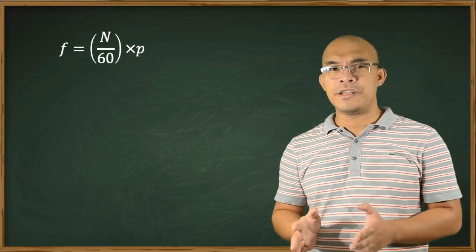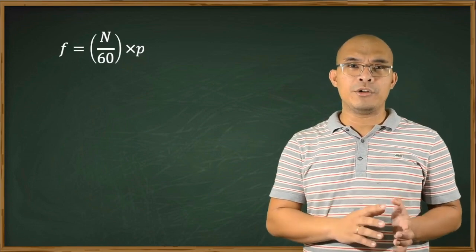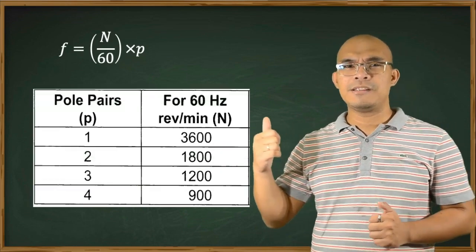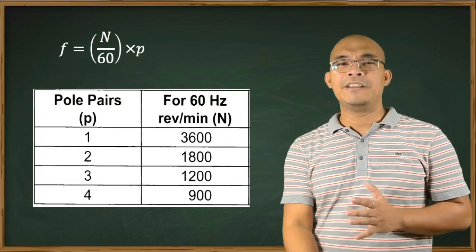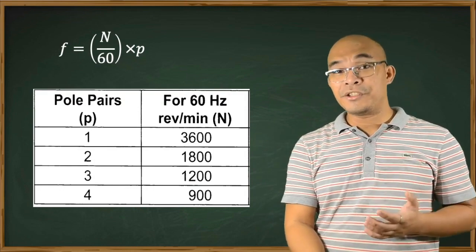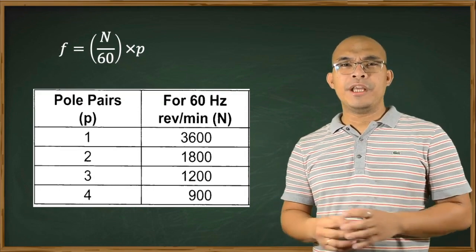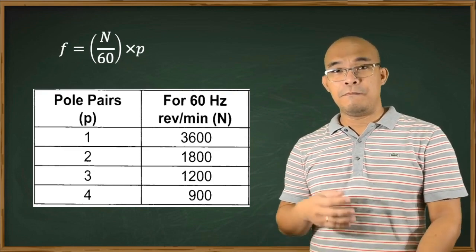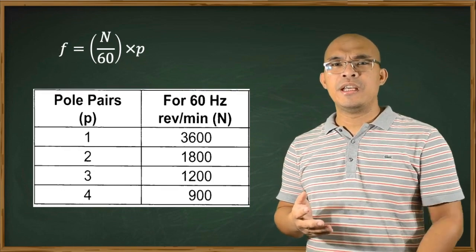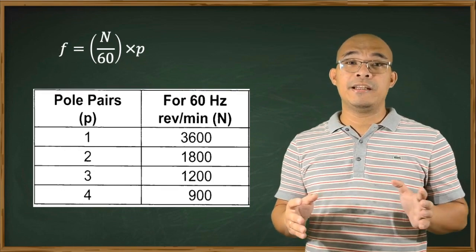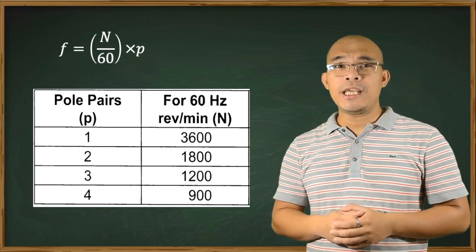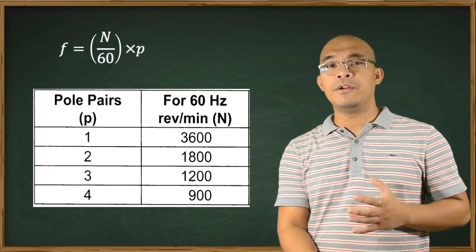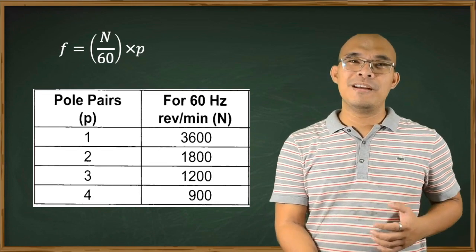Where F is the frequency in hertz, N is the revolutions per minute, or RPM, and P is the number of pole pairs. This table here summarizes the values of RPM and number of pole pairs for 60 Hz frequency. Normally, the alternators on board ships have 4 pole pairs. Hence, to produce a voltage at 60 Hz, the required RPM is around 900. So we can see these values and the effect of increasing and decreasing the governor to change the frequency in the engine room simulator.